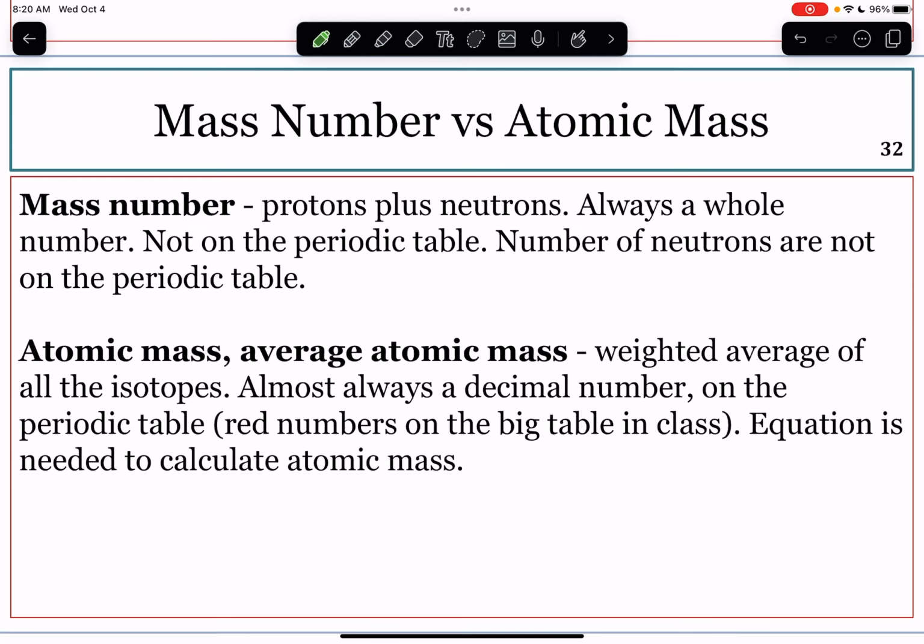The mass that is on the periodic table is called the atomic mass or average atomic mass, and it is the weighted average of all of the isotopes. Since all isotopes weigh a little bit different because the different numbers of neutrons give it a different mass, then we have a weighted average to calculate that average atomic mass. In nature, each isotope has a certain natural abundance of how it exists.